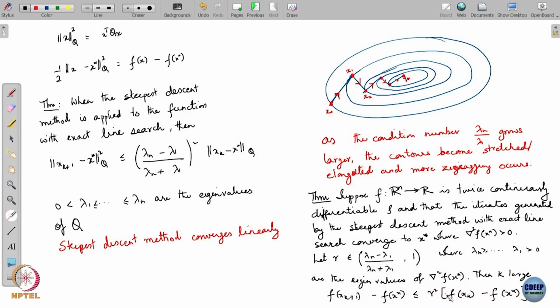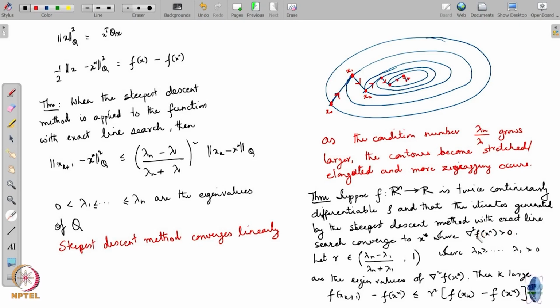It is showing linear convergence. This you can see, and the constant outside again depends on the condition number of the Hessian, the condition number of the Hessian at the point where the function converges.